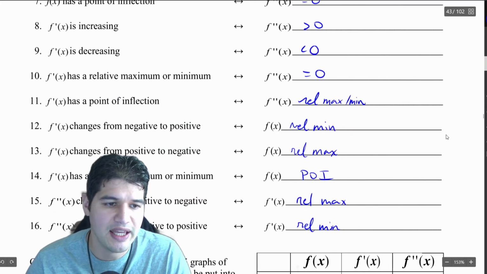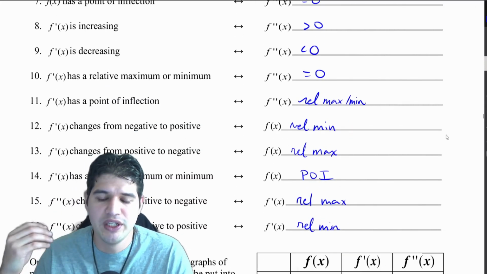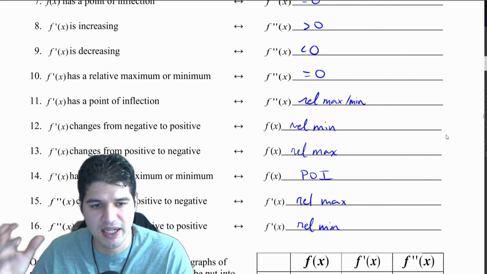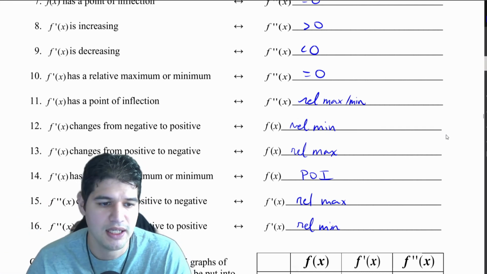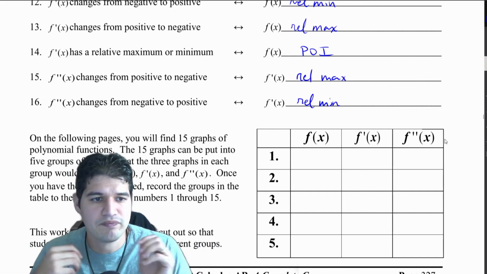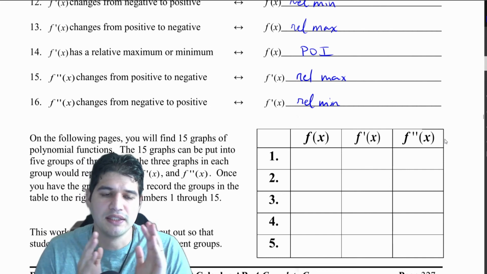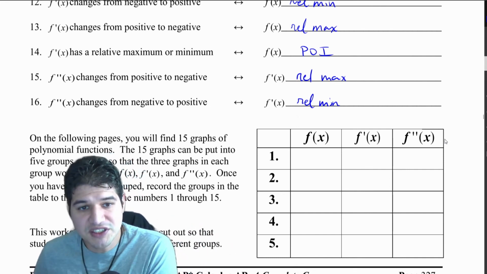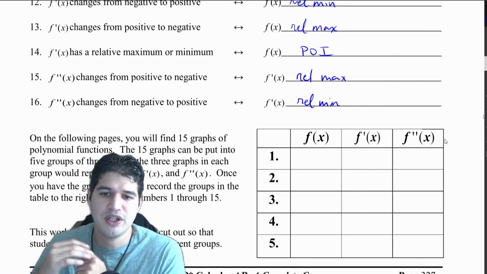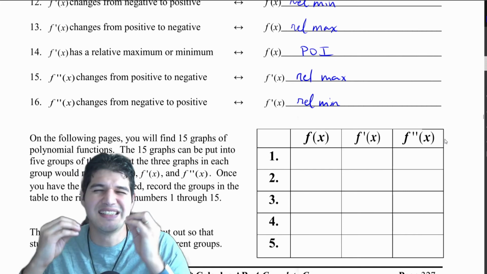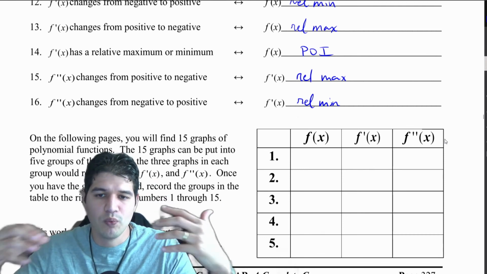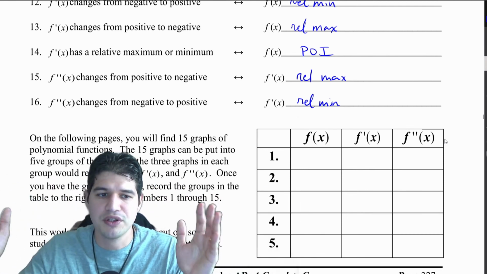Okay, so if f prime has a point of inflection, we know that the second derivative has a relative max or min. If f prime is changing from positive to negative or negative to positive, you have maximums and minimums. If f prime has a relative max or minimum, then you have a point of inflection. And for the second derivative, if that changes from positive to negative, then we know that the first derivative has a relative max. If it changes from negative to positive, we know that the first derivative has a relative min. And again, simplify those things in your mind. Just take out some of those hash marks and think about the connections when you take out a hash mark from either of those sides, okay?